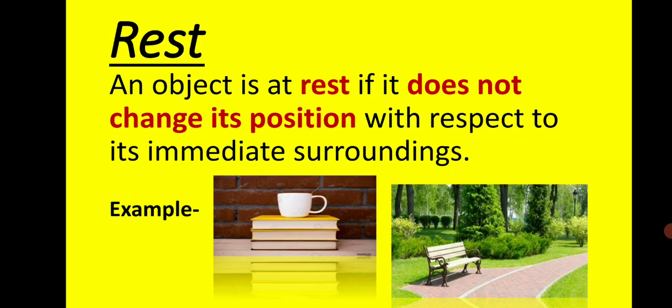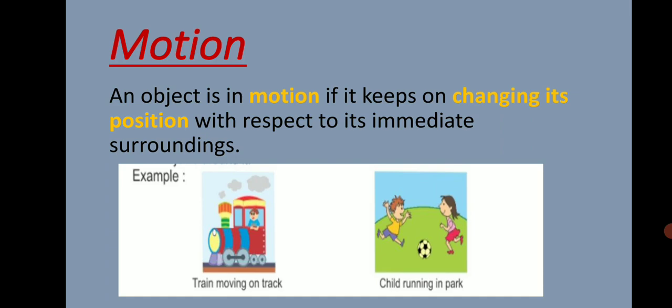What is motion? Motion is directly opposite of rest. In rest, the object does not move, but in motion, the object keeps changing. An object is in motion if it keeps on changing its position with respect to its immediate surroundings. For example, a train moving on a track, a child running in the park.